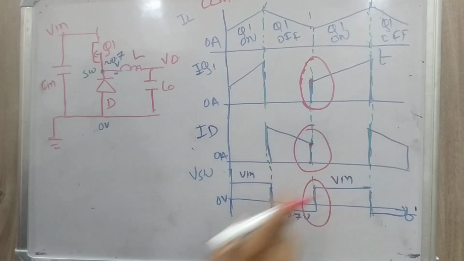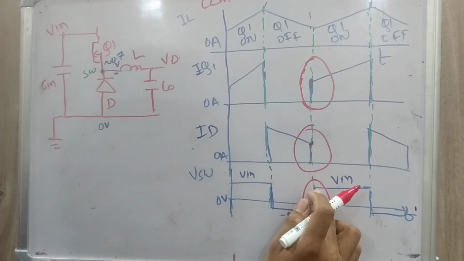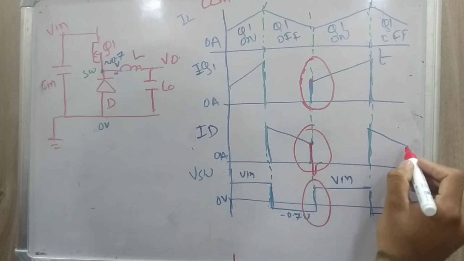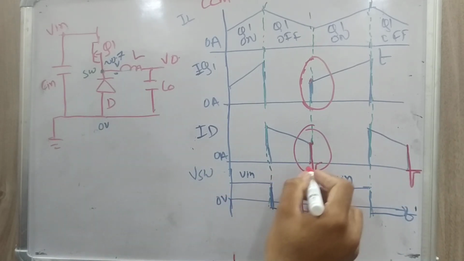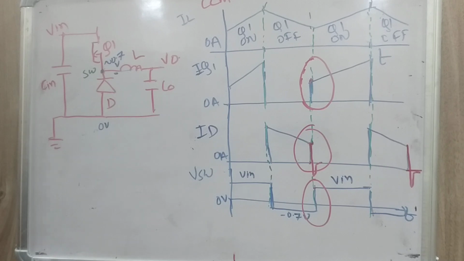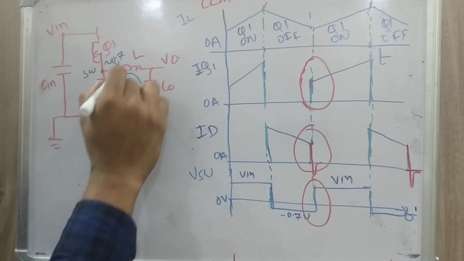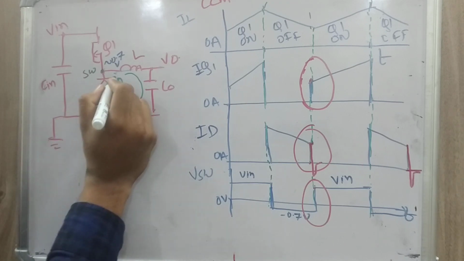So this is the ideal graph, but in practice, how will it look? So now diode was conducting, and suddenly reverse voltage is applied, so a negative current will flow whenever diode is reverse biased. So this is a negative reverse current that will flow, because here if you see, when Q1 is off, current was in this direction, right? The inductor energy is freewheeling through the diode. Now it is in this direction.